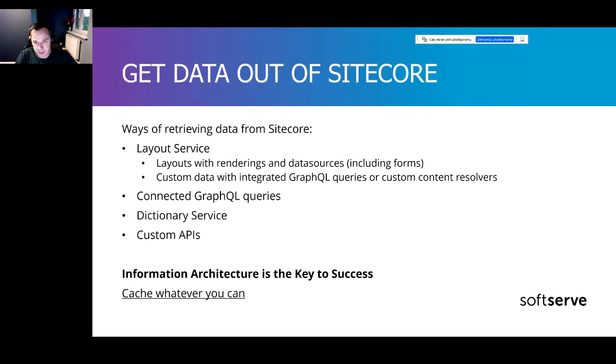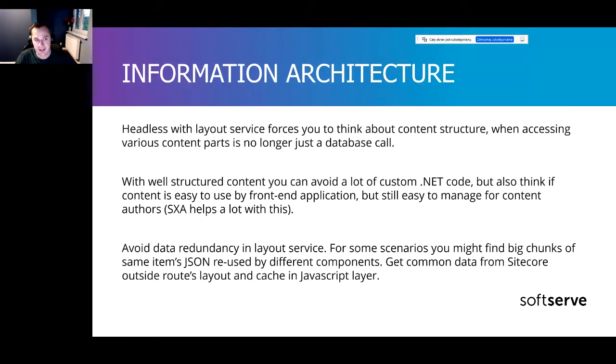And what is very important in JSS, I think, is the information architecture, and caching. About the information architecture: the headless approach, which is part of JSS, forces you to think about your content structure in a different way. Accessing the items is no longer just a call to the database, which is usually cached anyway, but something that needs to be sent over the wire from Sitecore to your JSS application.